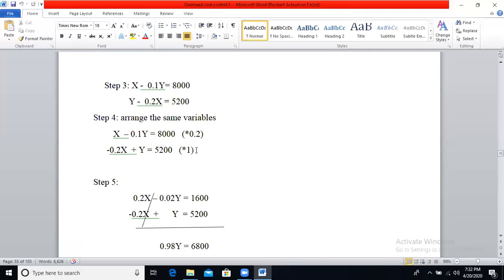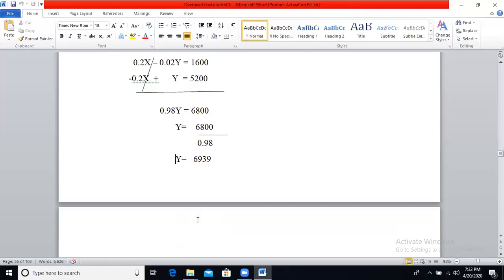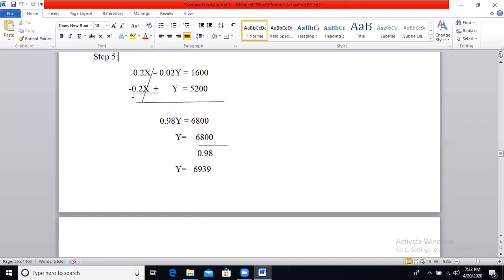Now multiply this with 1. So 1 into minus 0.2x is minus 0.2x, plus into plus 1 into y, is equal to plus into plus 1 into 5200. Now simplify this. Plus 0.2x and minus 0.2x get cancelled. Plus into minus means you have to do subtraction. Here y represents 1. 1 minus 0.02 is equal to 0.98y.